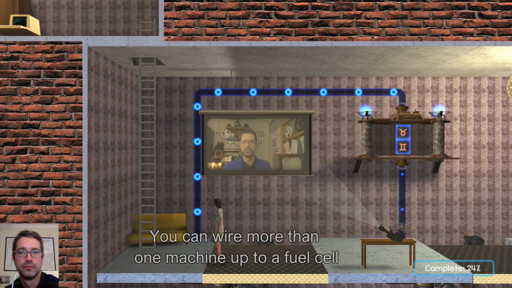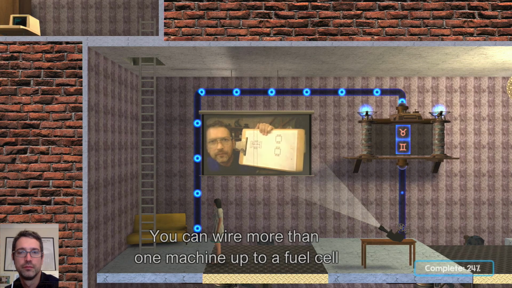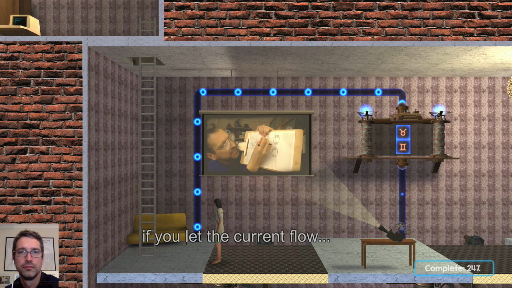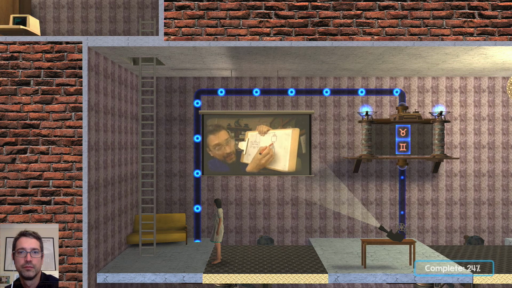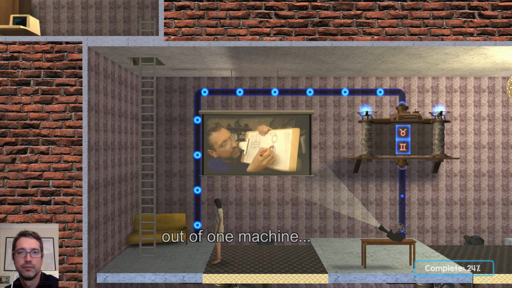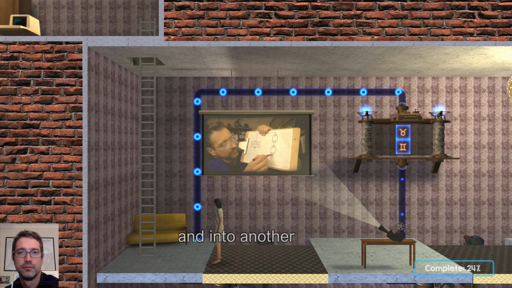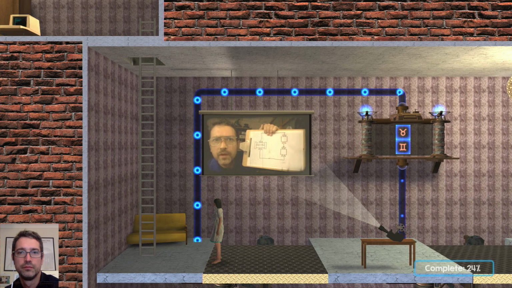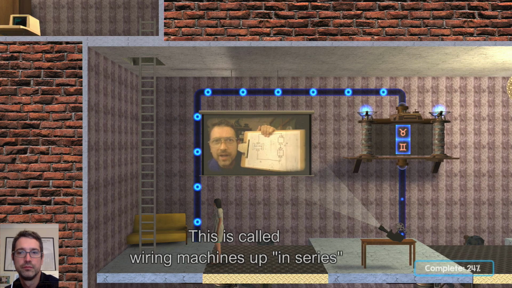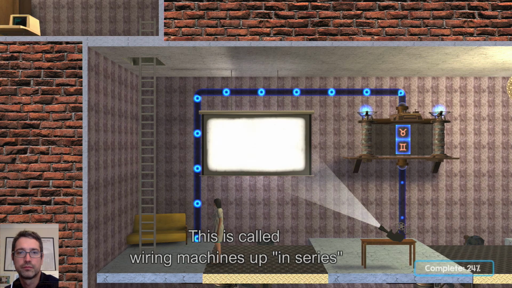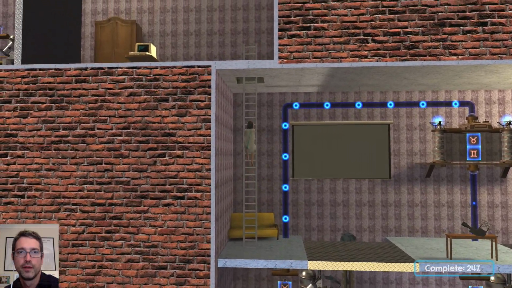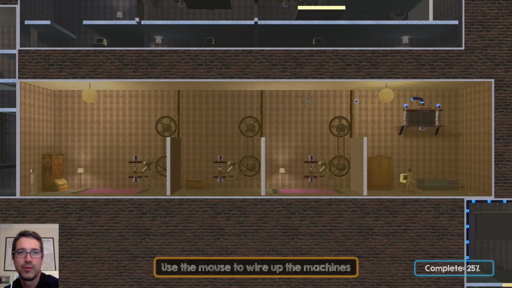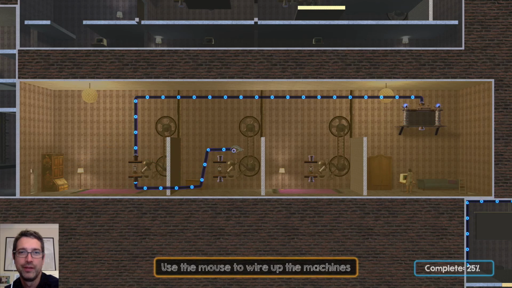Wire more than one machine up to a fuel cell. If you let the current flow out of one machine and into another, this is called wiring machines up in series. And previously we just had 2 things wired up in series. Now we need to connect 3 up.